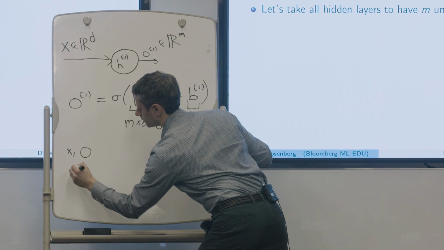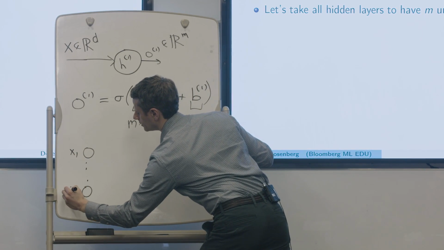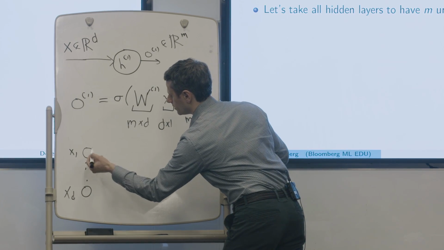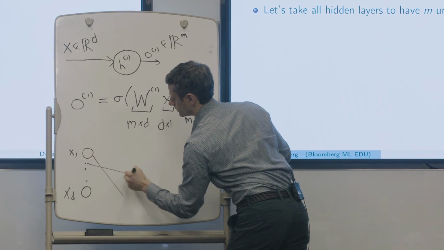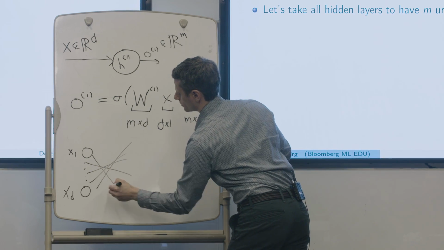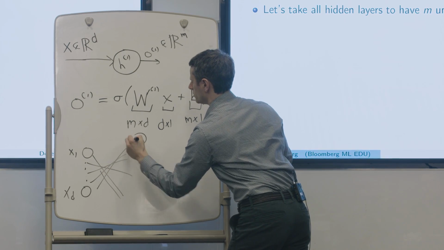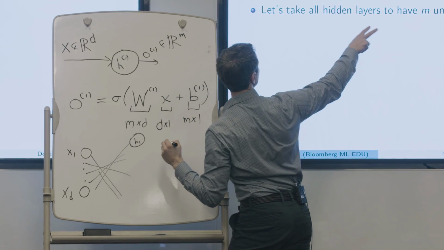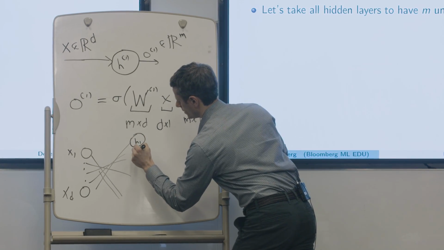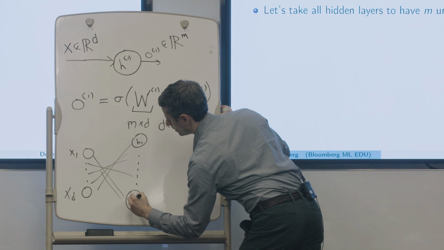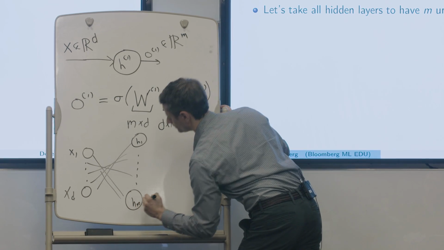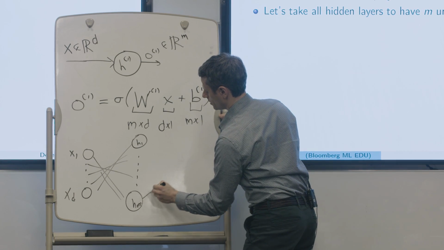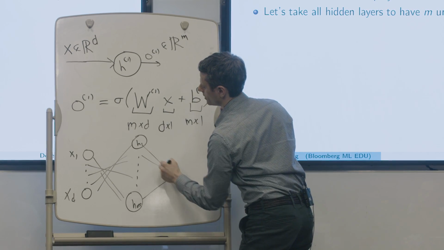x1 all the way down to xd. So that'd be d input nodes. And then all the different interconnections into m hidden nodes. So h1, how many hidden nodes? m hidden nodes, all the way down to hm. And then we'll see what happens next.